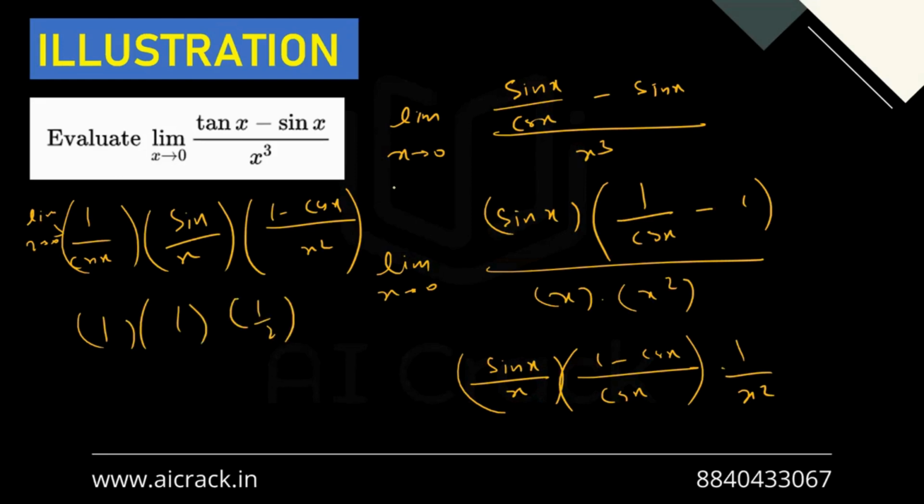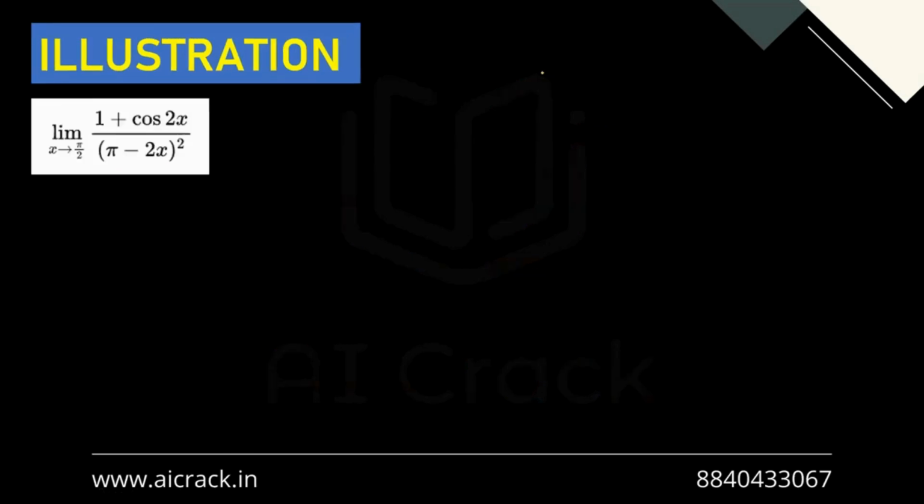Now we have used the algebra of limits very conveniently over here. This one was existing, this one was existing, this one was existing, so that's why the product would exist as 1 dot 1 dot 1 by 2. So the answer is 1 by 2. Now let's solve this question.